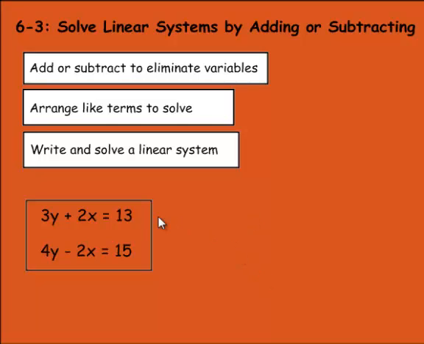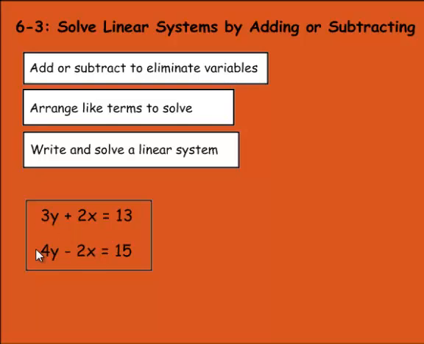For example, when you have two equations like this in a system, we have 3y plus 2x equals 13 and 4y minus 2x equals 15. By adding the y's and the x's and the constants together, sometimes we can eliminate a variable. So for example, we have positive 2, we have negative 2. I know that positive 2 plus negative 2 would be 0. I can eliminate the x's out of this whole system.